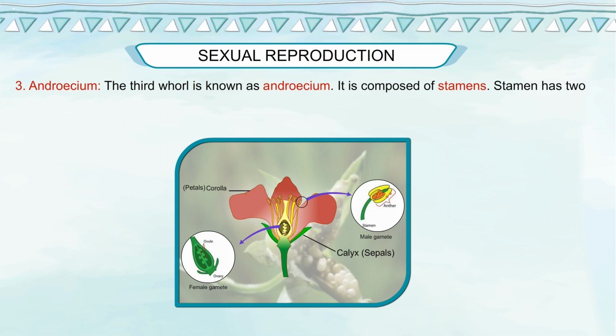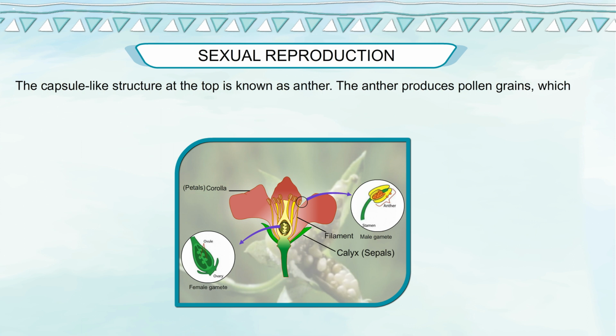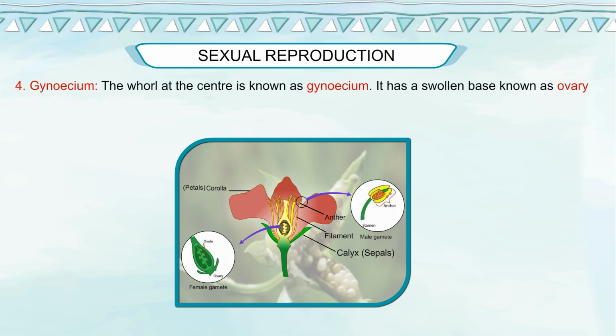Androecium. The third whorl is known as androecium. It is composed of stamens. Stamen has 2 main parts. The tube-like portion is known as filament. The capsule-like structure at the top is known as anther. The anther produces pollen grains, which are the male gametes.